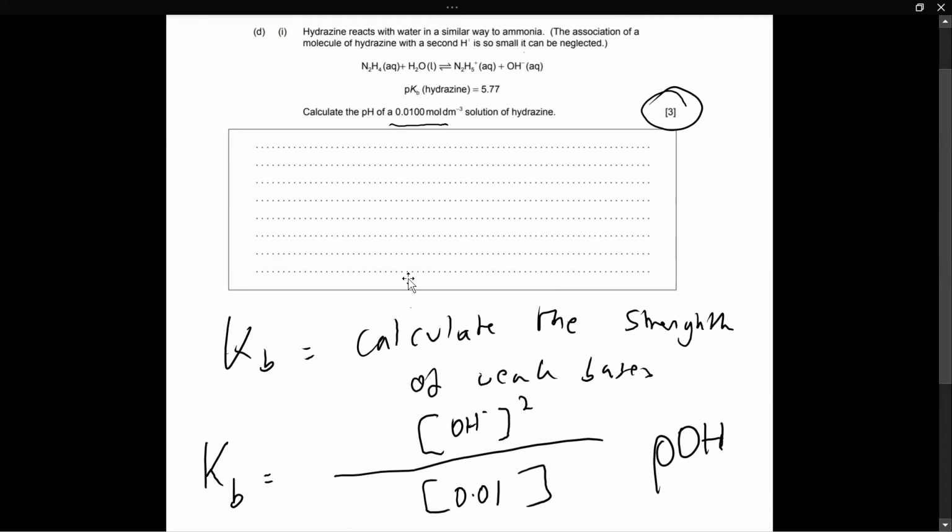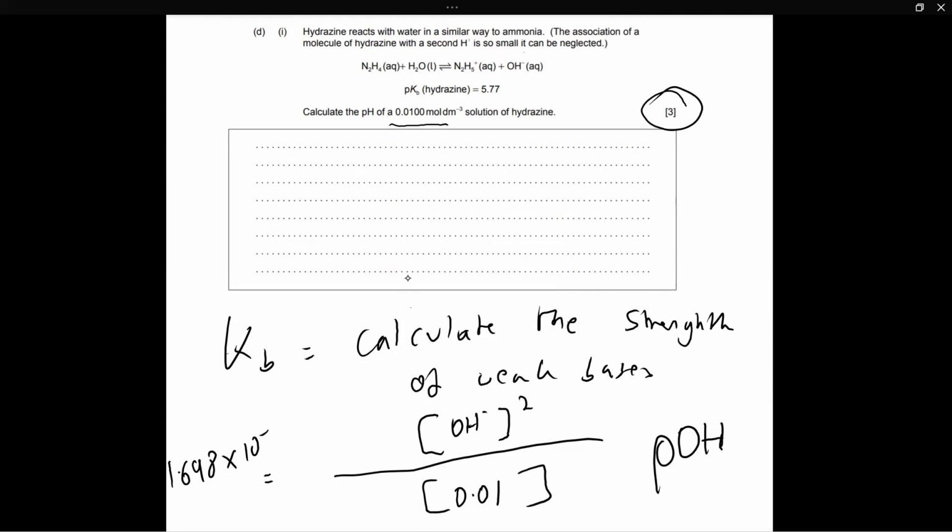And if you multiply two same numbers by each other, it's basically like squaring it, right? So we can put it like that. Now, we know what the value of Kb is. We just calculated it in the previous part. The value of Kb was 1.698 times 10 to the negative 6.